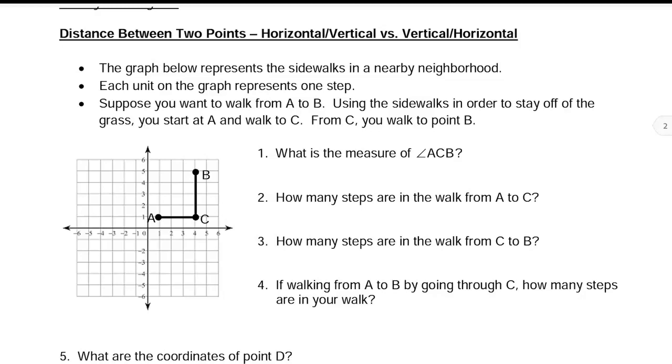What is the measure of angle ACB? Well, angle ACB is a 90-degree angle. So we know we're turning the corner there at C. How many steps are in the walk from A to C? There are 3 steps. How many steps are in the walk from C to B? There are 4. 3 on this side and 4 on this side. If you walk all the way to B, following that path, you would walk 3 plus 4, or 7 steps. Cross this out.